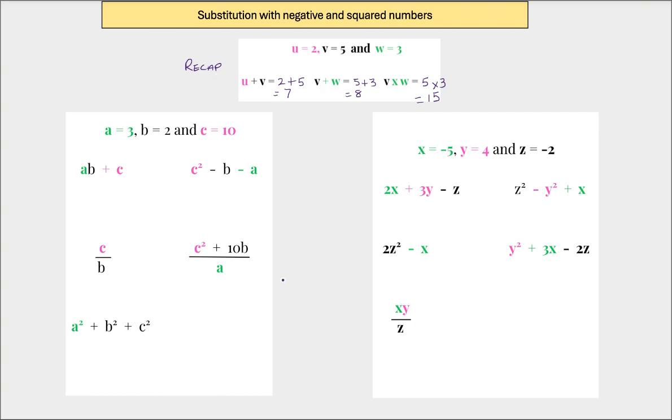So, we have a equals 3, b equals 2, and c equals 10. Let's substitute it in or replace the letter for a number. We know that means multiply because they're stuck together. So, it's going to be 3, which is a, times b, which is 2, plus c, which is 10. 3 times 2 is 6. Remember to break it down. Plus 10. And our answer to that is 16.